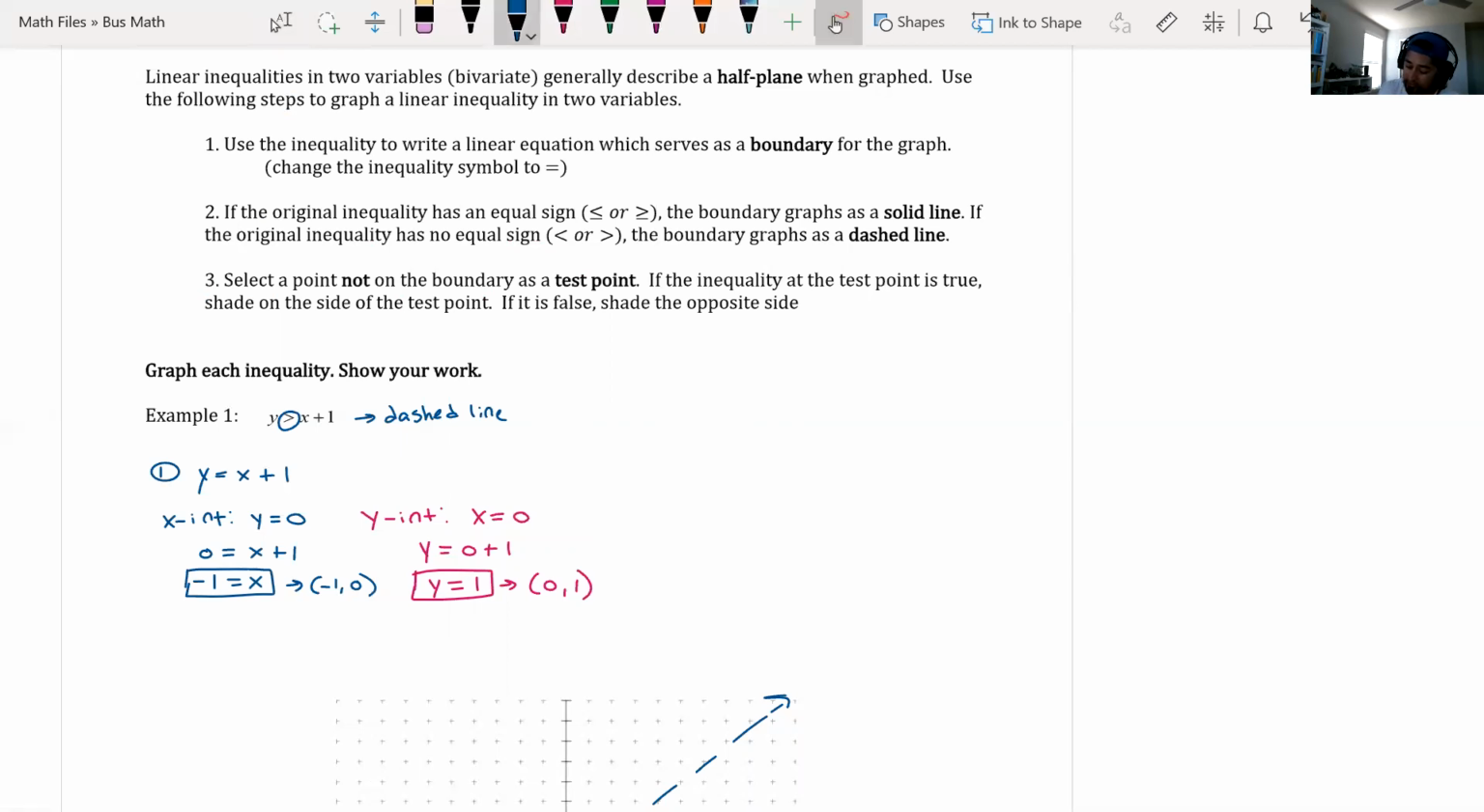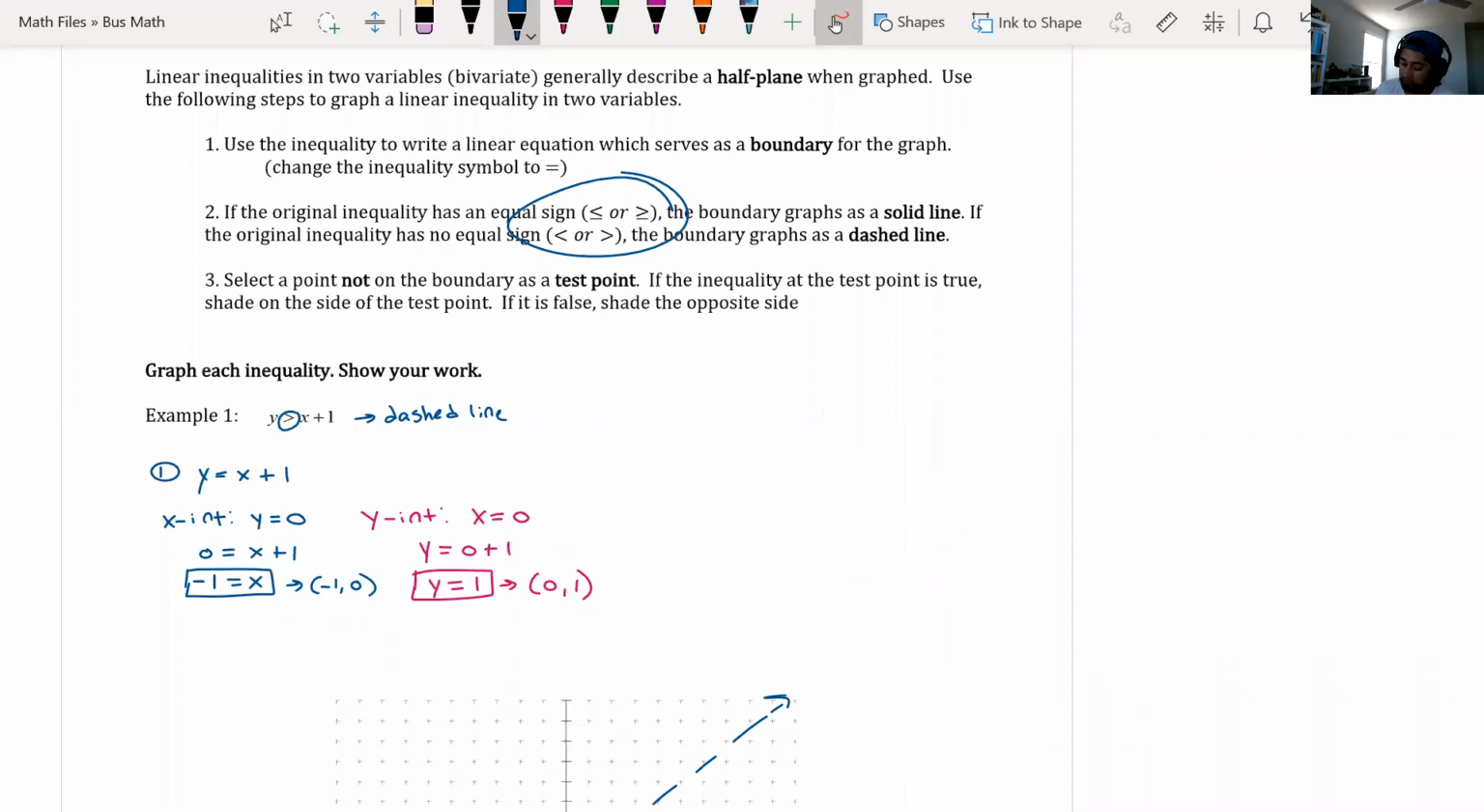So they're always going to be giving us an inequality. So if you're ever given greater than or equal to, it's a solid line. And if you're ever given less than or greater than, it's always dashed. The reason we set it equal to in step 1 is just to solve for the x-intercept and y-intercept.